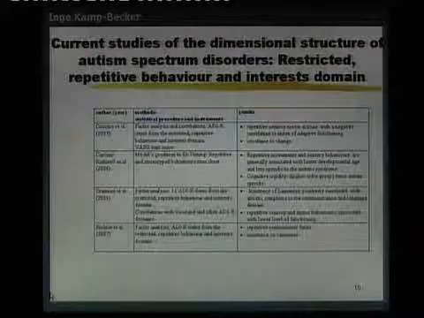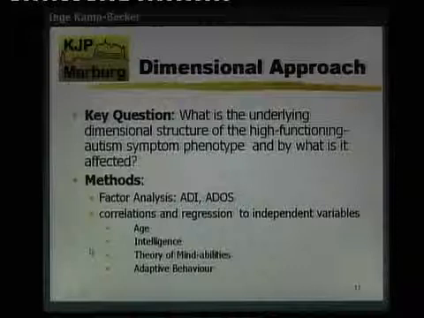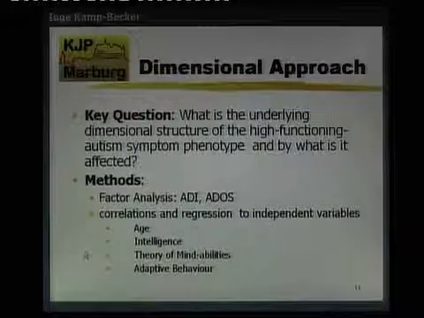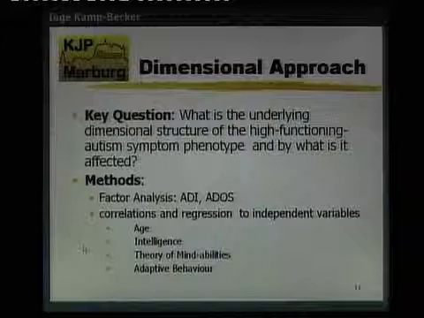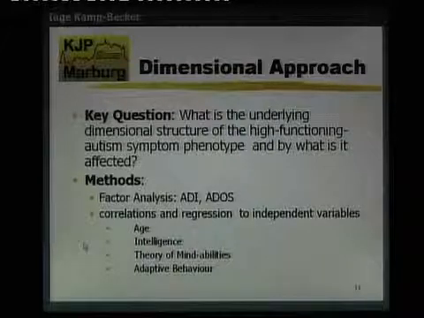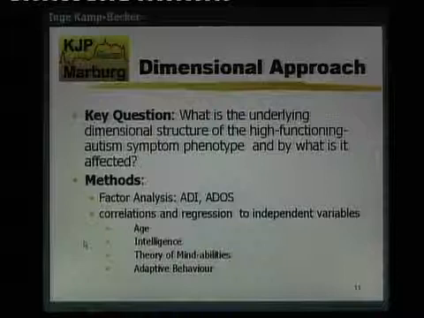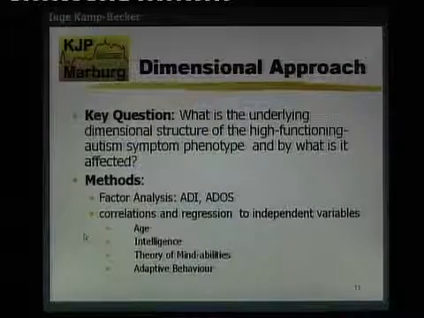And the item pool which was selected is also very different. Some studies only take the algorithm data from the ADI, and some studies take all items from the ADI. Here are the studies that were made for the restricted repetitive behavior domain, and you can see that the results seem to be a little bit more homogeneous. So in our study, the key question was, what is the underlying dimensional structure of high-functioning autism spectrum children, and by what is it affected?